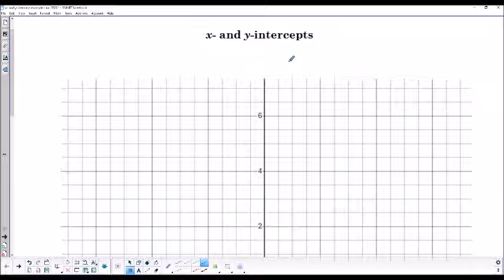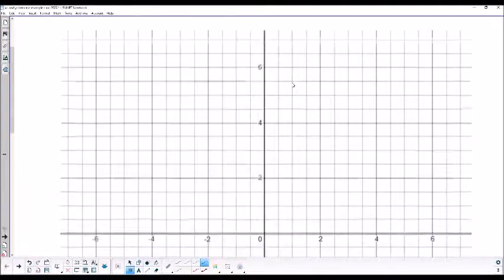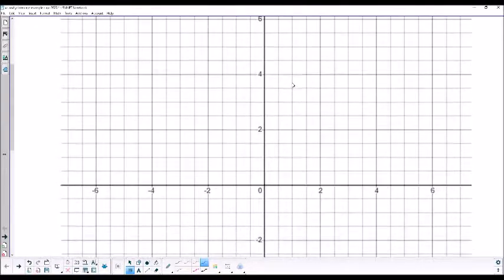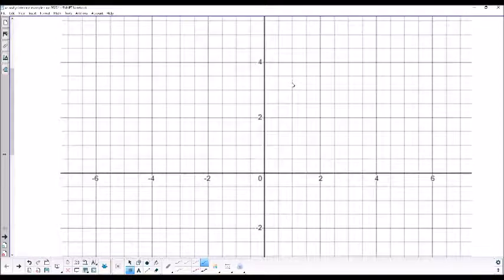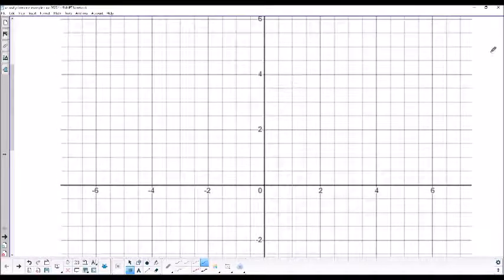Today we're going to be talking about X and Y intercepts. To get started, I'm going to take a look at the grid just as it is. We need to become aware of a couple of things that are very important here.